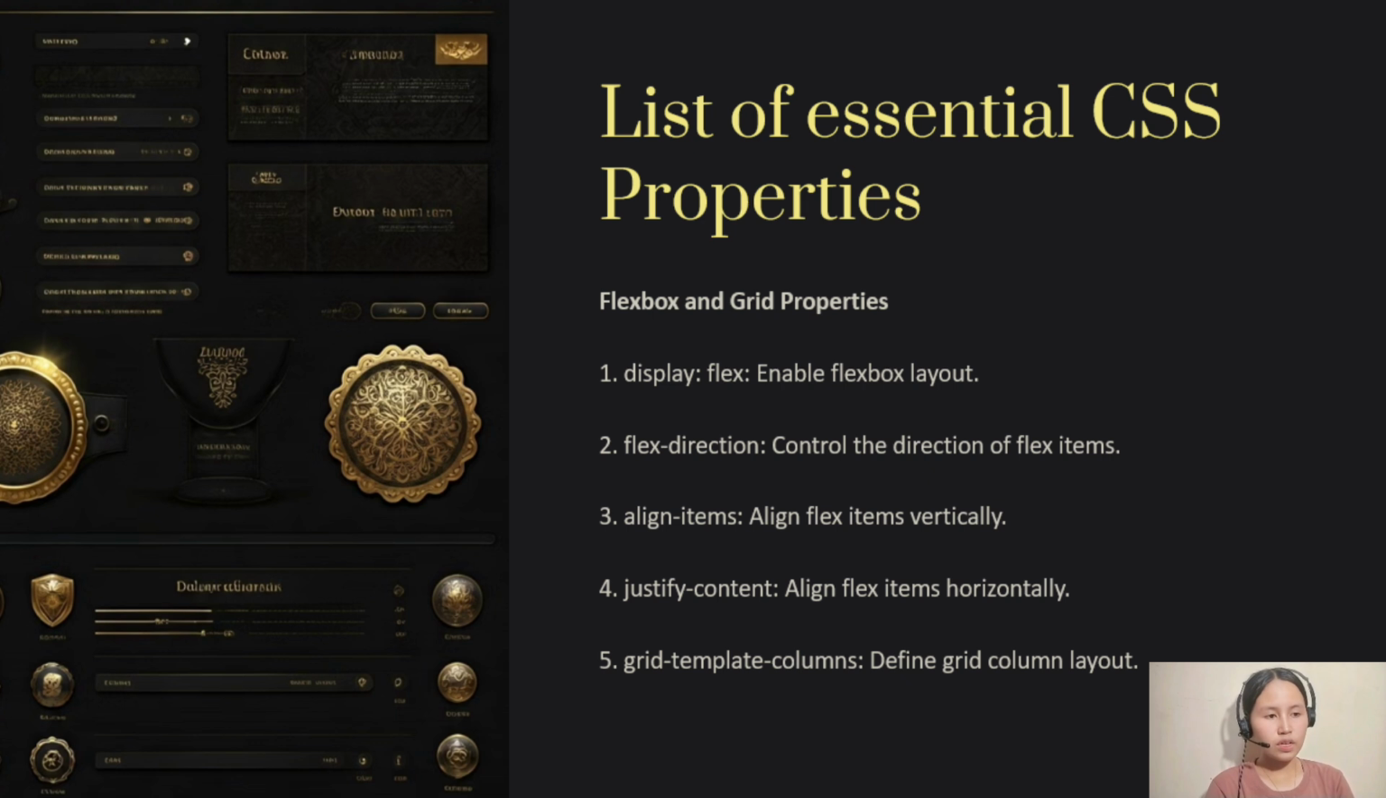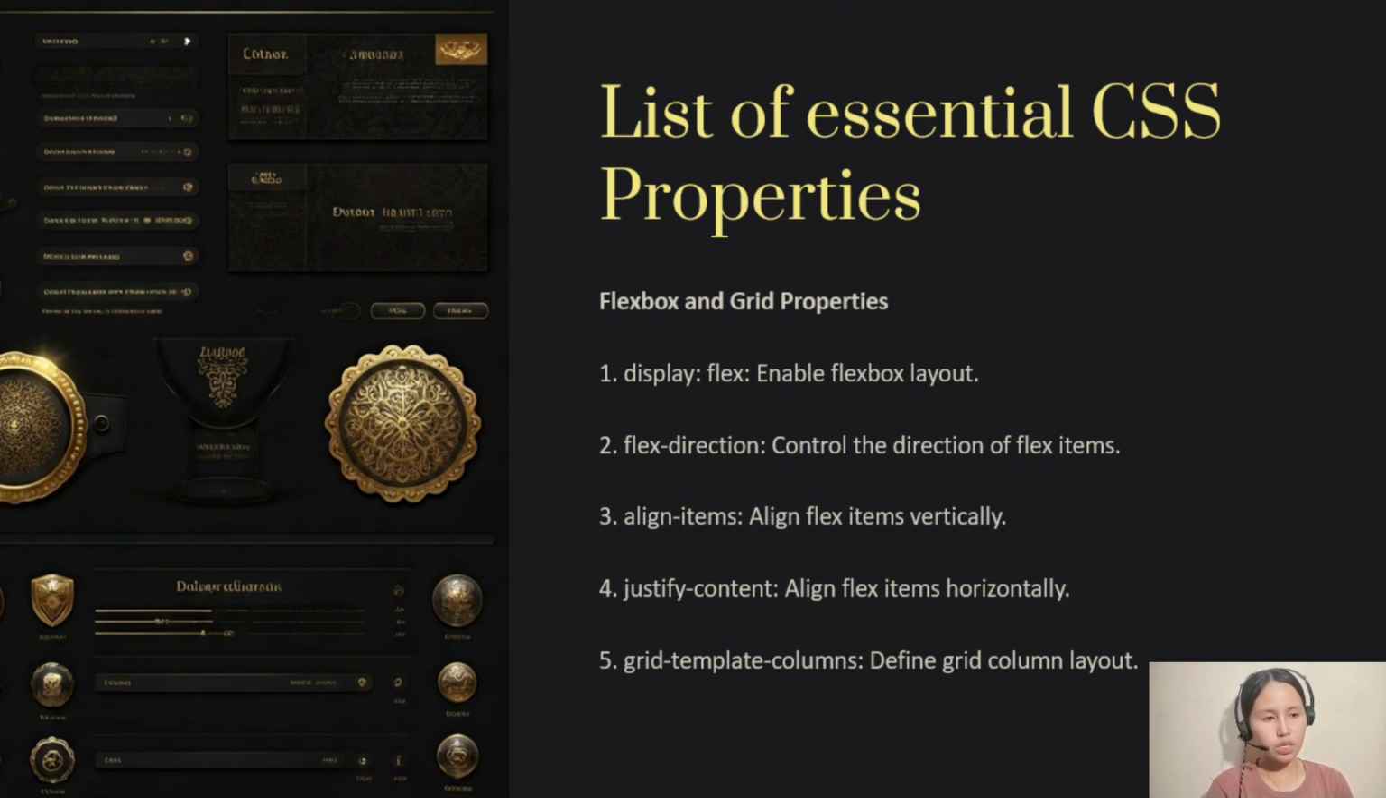Then the fifth is flexbox and grid properties. The first one is display flex, which enables the flexbox layout. Then the second one is flex direction, which controls the direction of flex items. The third one is align items, which aligns flex items vertically. The fourth one is justify content, which aligns flex items horizontally. And the fifth one is grid template columns, which defines the grid column layout.